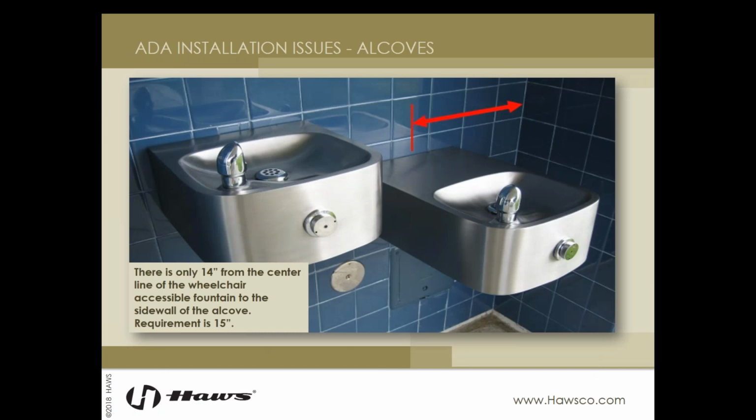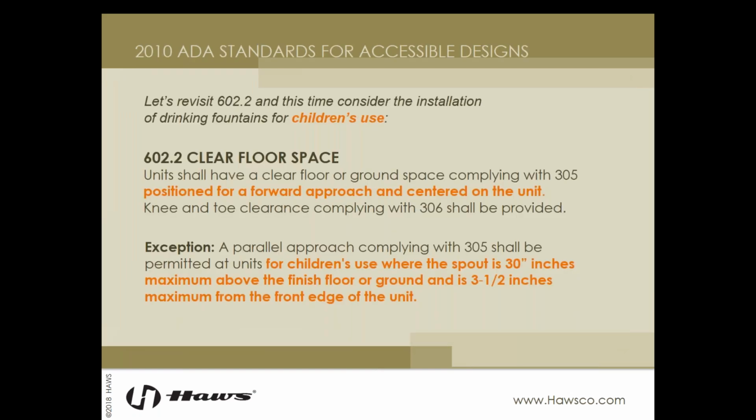Okay, one more. This example shows a high-low configuration. They're using 4-inch tiles here in the alcove. We can see that to the center line of the fountain, we have only 14 inches. That gives us a total of 29 inches of clearance. Since we still have our 15 inches on the other side, we are only an inch short, technically speaking. We think the issue here is probably that they didn't consider the thickness of the tile when they built the alcove, and the addition of that intruded into our space.